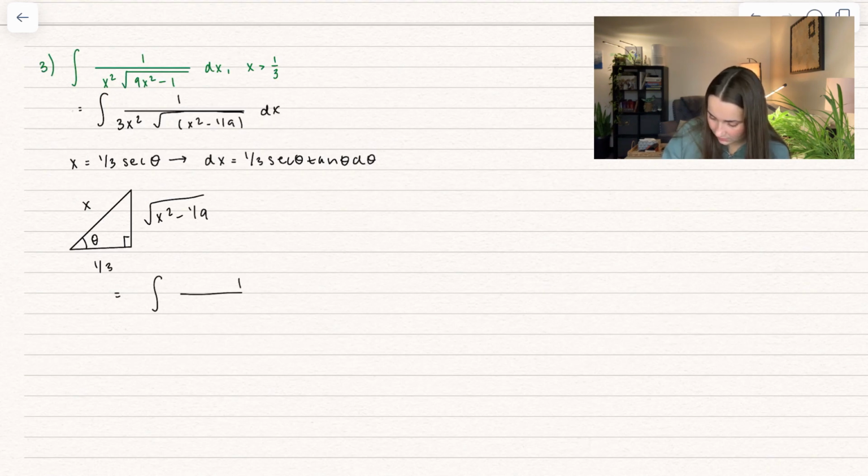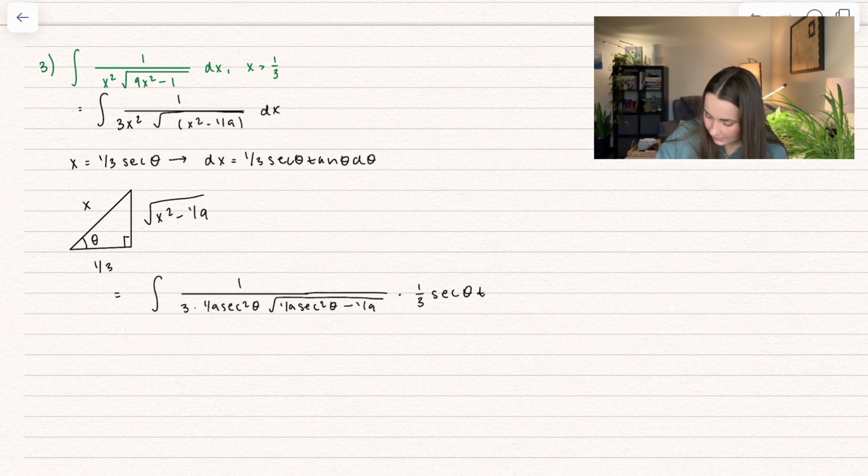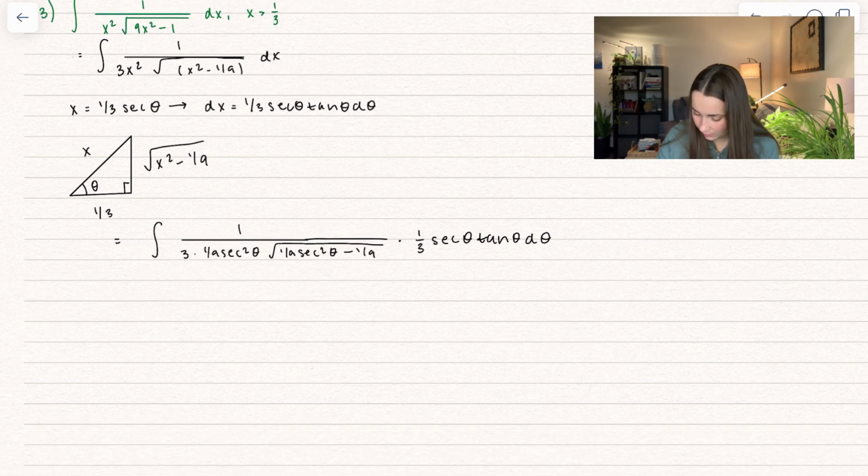So let's go ahead and do this thing. First we have 1 divided by 3 times x squared, and I'm just going to square it right now. So I get 1/9 secant squared theta times the square root, and this is really going to extend out. And that's going to be 1/9 secant squared theta minus 1/9. And of course we get to multiply by dx, which is equal to 1/3 secant theta tangent theta d theta. Okay, so let's do what we normally do. I'm going to factor out that value of 1/9, right? So we're left with 1/9 secant squared theta minus 1.